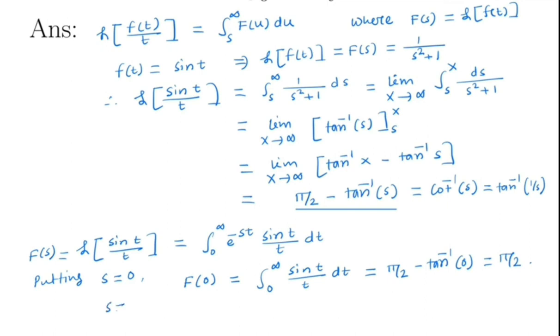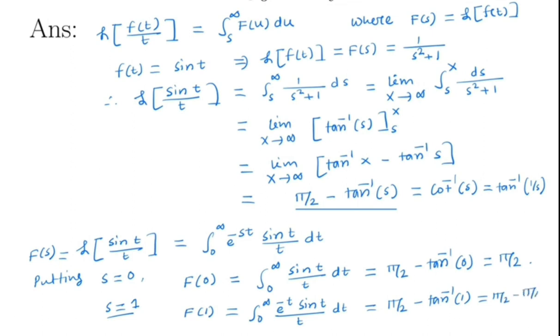And again, if we put s equal to 1, then we get F(1), which is the integral from 0 to infinity of e power minus t sin t by t dt, which is pi by 2 minus tan inverse 1. So tan inverse 1 is nothing but pi by 4, so it is pi by 2 minus pi by 4, which is pi by 4. So both the first and second problems are proved, hence we are done.